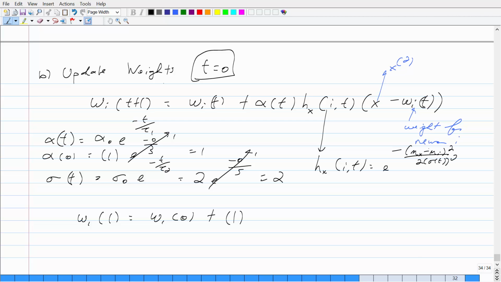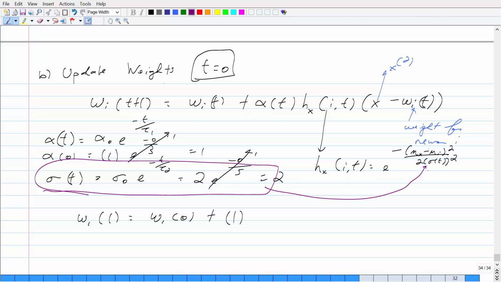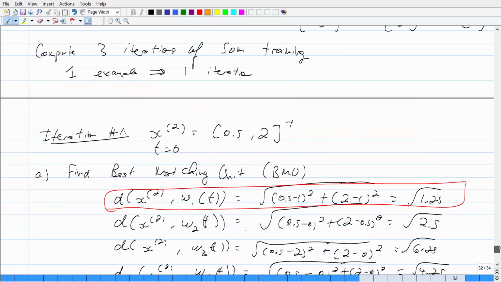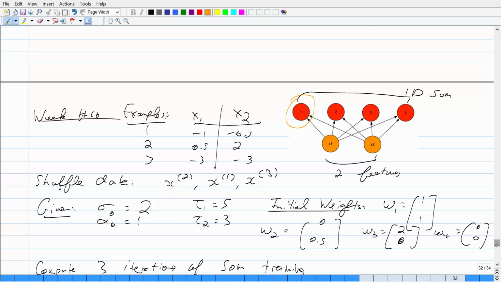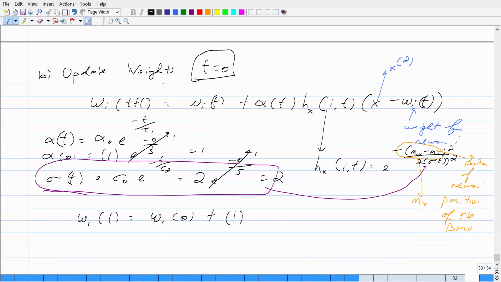Okay, this I calculated already. So this stuff goes here, okay? And now these numbers, what this means is that it's the actual position themselves. So NX is the position of the BMU, and this is the position of neuron I. Okay, so the position of the BMU, if you take a look, was equal to just simply 1. This is the BMU right here. So in this case, you substitute, so you have e to the minus, and then 1 minus 1 squared divided by 2, and then sigma t is already 2, so this is 2 squared.